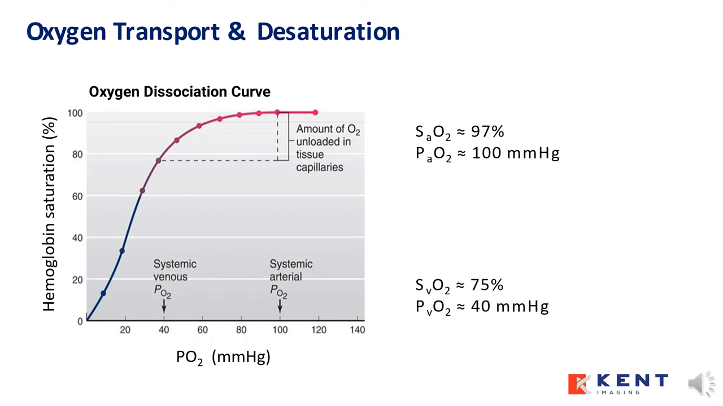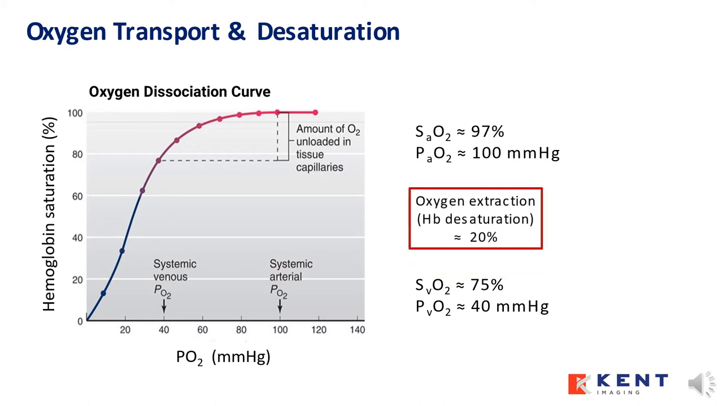During the journey between the arterial bed and the venous return, oxygen has desaturated or left hemoglobin, and the cells have extracted approximately 20% of the oxygen supplied by the hemoglobin.